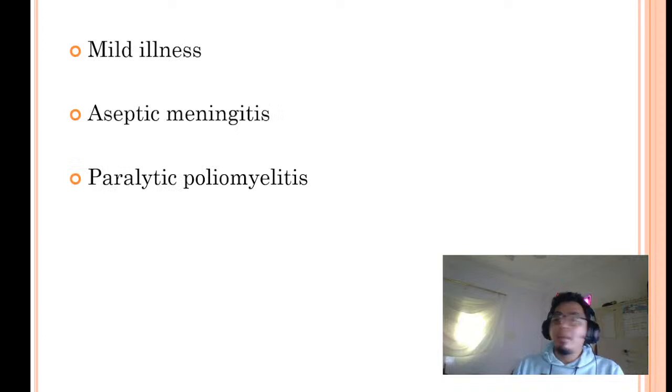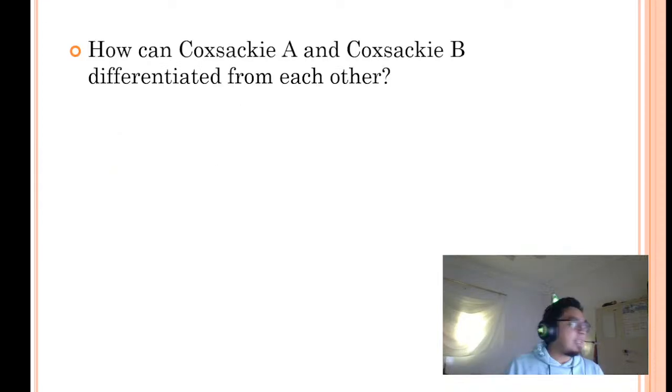Mild illness, usually fever or common signs and symptoms of a viral infection. And then you have what you call aseptic meningitis, within which there's no bacterial growth in the cultures, hence the term aseptic meningitis. And then paralytic poliomyelitis is the one you usually see in polio ads because we have Polio Day in many countries. We have World Polio Awareness Day. So you will see them as paralytics.